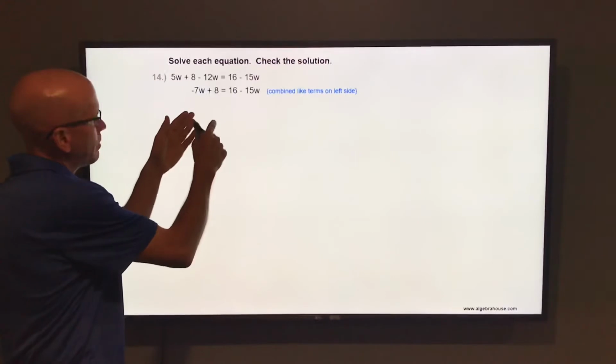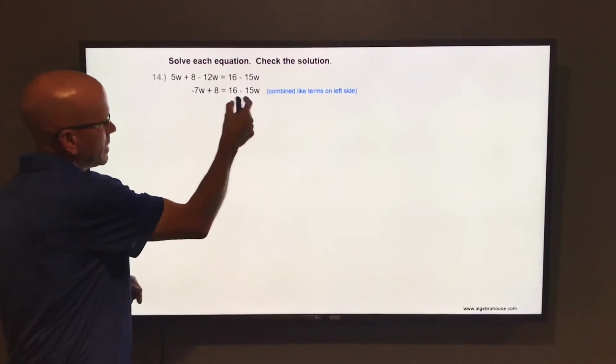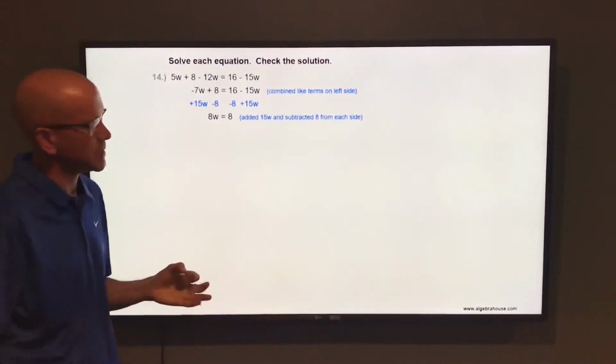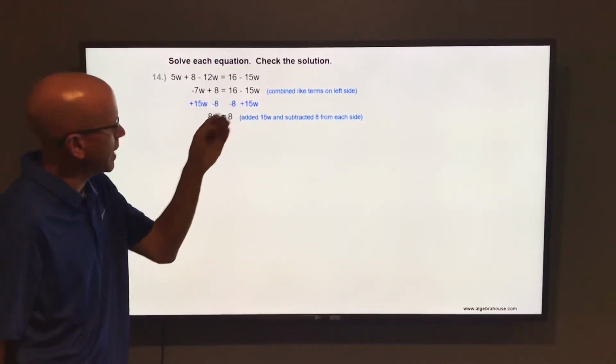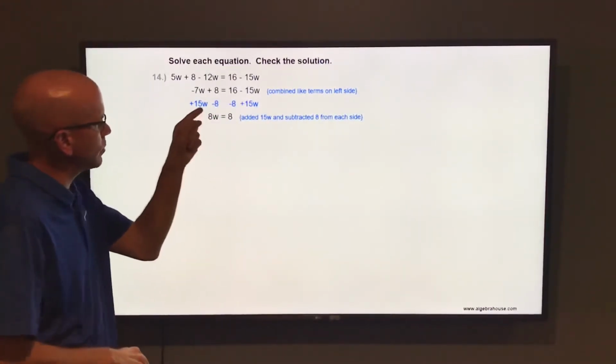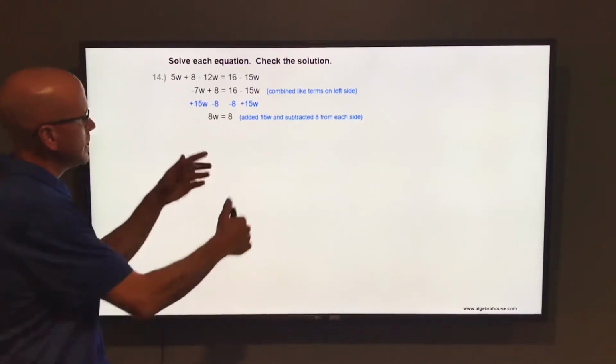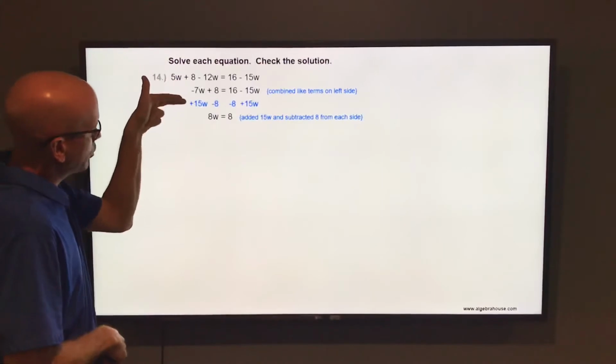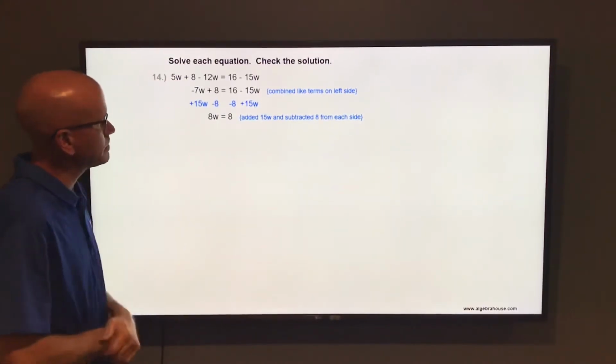So to keep the variable positive here, I'm going to move this negative 15w to the left side by adding 15w to each side. And also in the same step, I'm going to move that 8 to the right side. So I'm going to subtract 8 from each side as well as adding 15w. On the left side, negative 7w plus 15w, that is 8w.